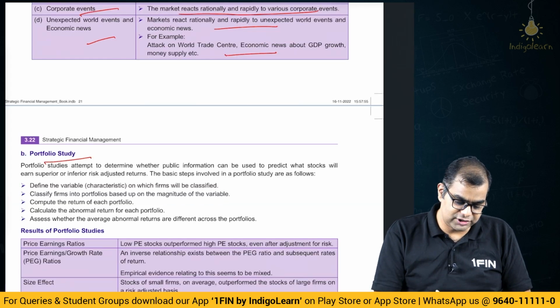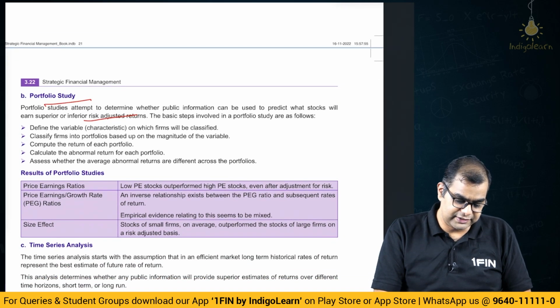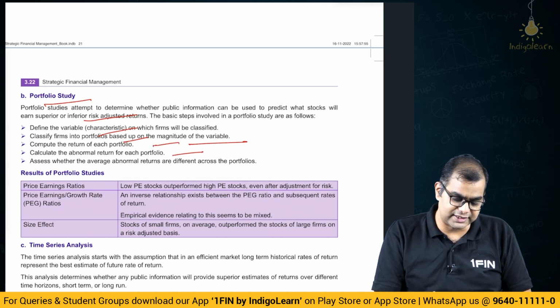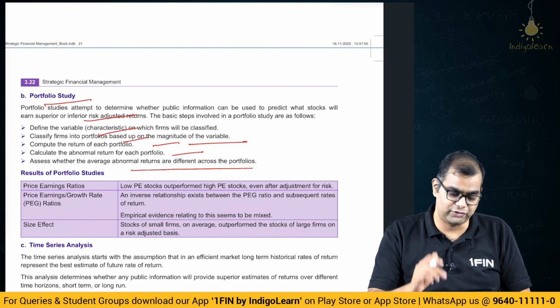Then portfolio studies. Portfolio studies attempt to determine whether public information can be used to predict which stocks will earn superior returns. Define the characteristic by which firms will be classified. Classify firms into portfolios based on the magnitude of the variable. Compute the return of each portfolio. Calculate the abnormal return in each portfolio. Assess whether the abnormal returns are different across portfolios.